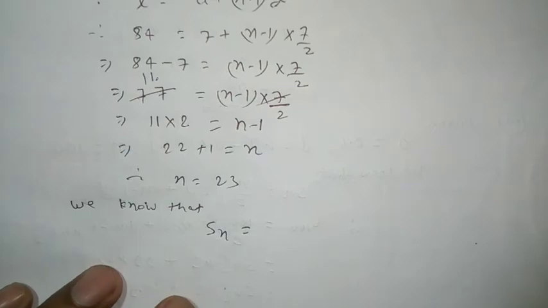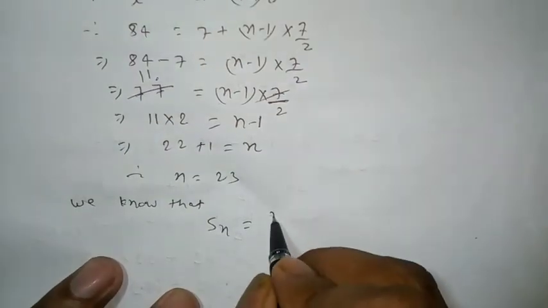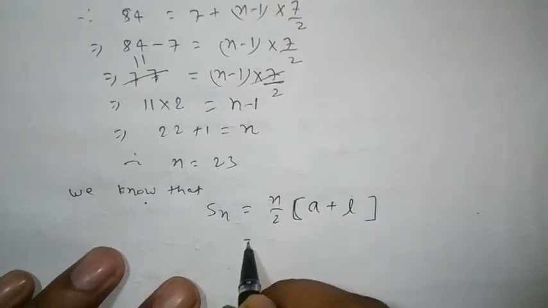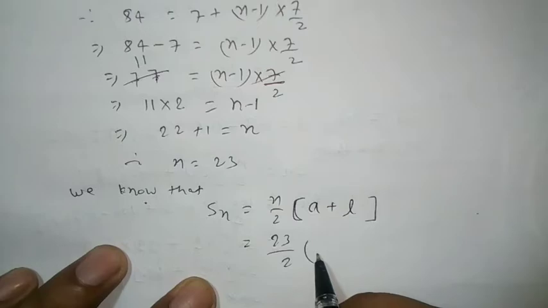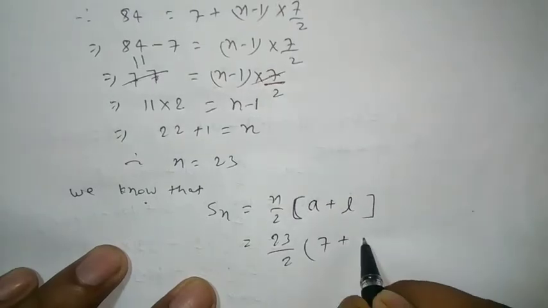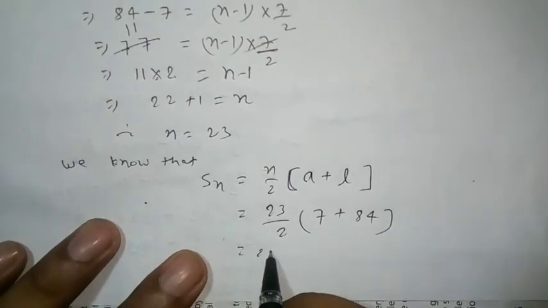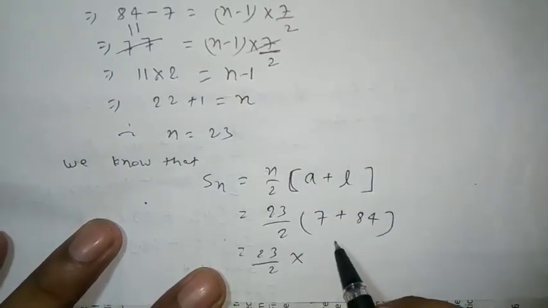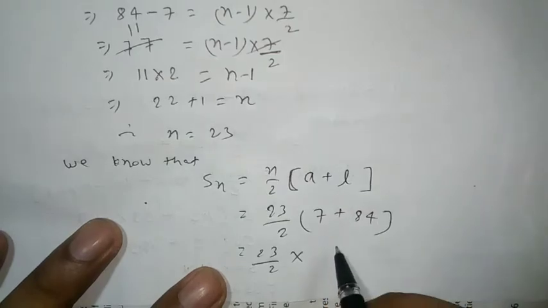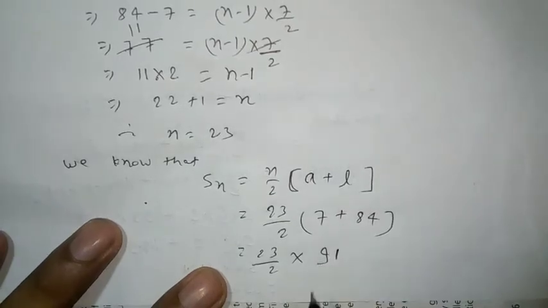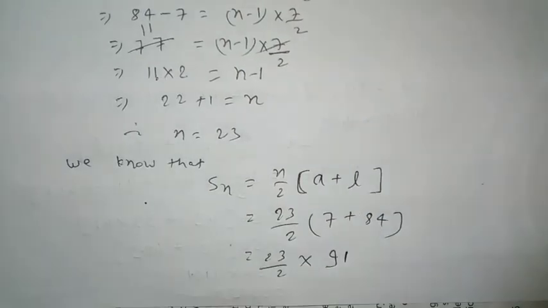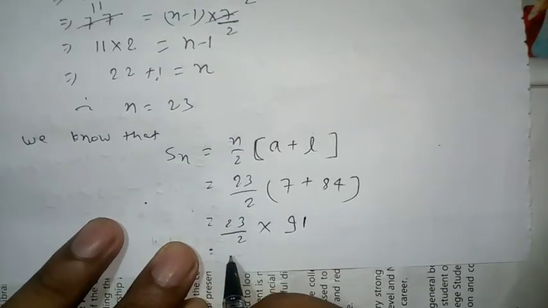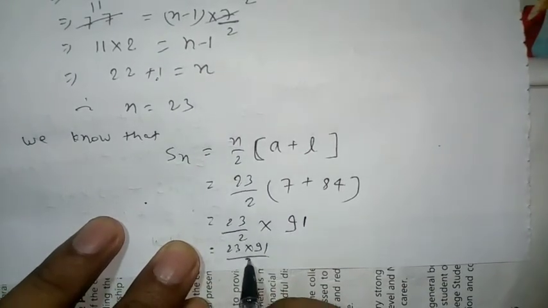Sn, the other formula of Sn, is equal to n by 2 into a plus l, is equal to 23 by 2 into a 7 plus l 84, is equal to 23 by 2 into 7 plus 84, 91. So 91 is equal to 23 into 91 by 2.